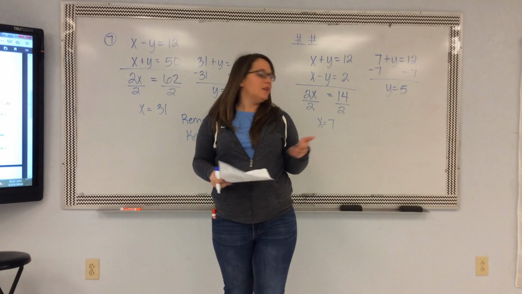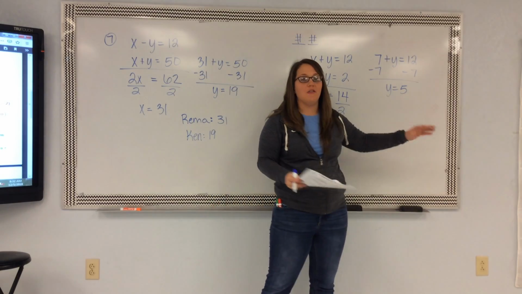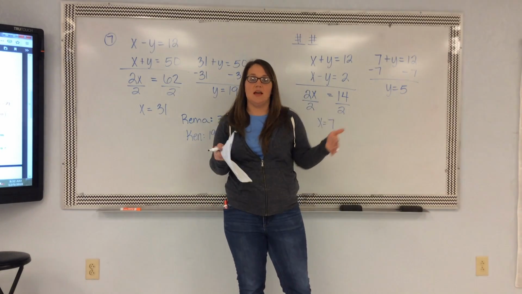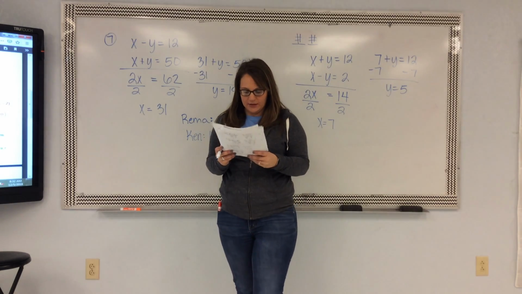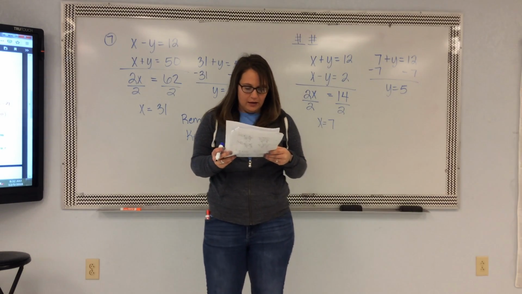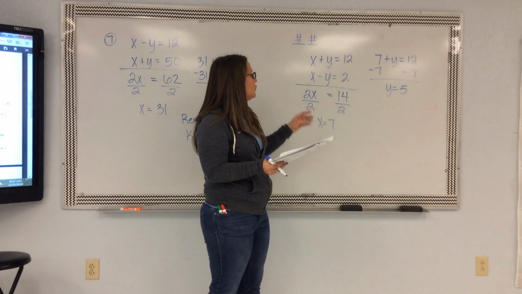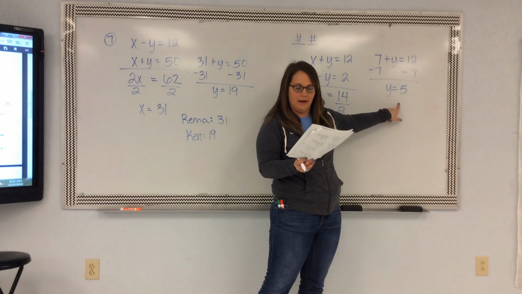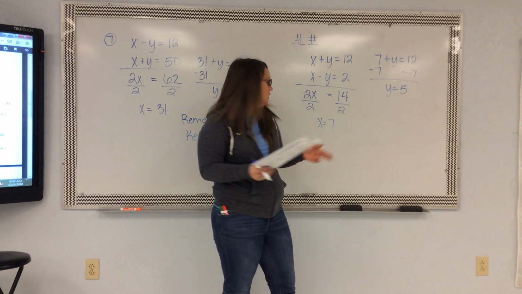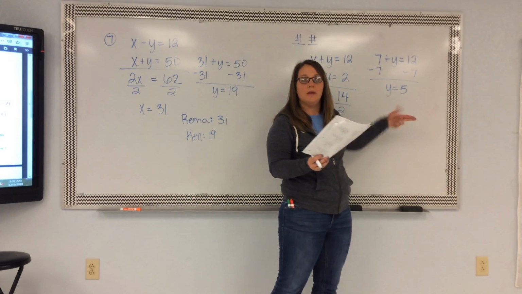So the two digits of the number are 7 and 5. Now we just have to figure out if it's 57 or 75. Since it says the sum of the digits of a two-digit number is 12, 7 plus 5 is 12, yes. The difference of those is 2. 7 minus 5 is 2, yes.